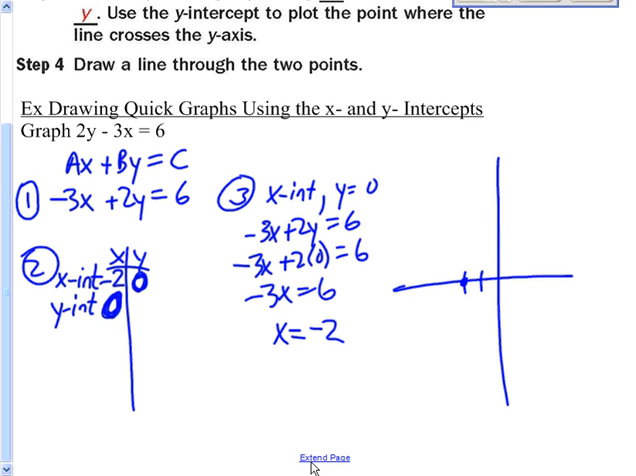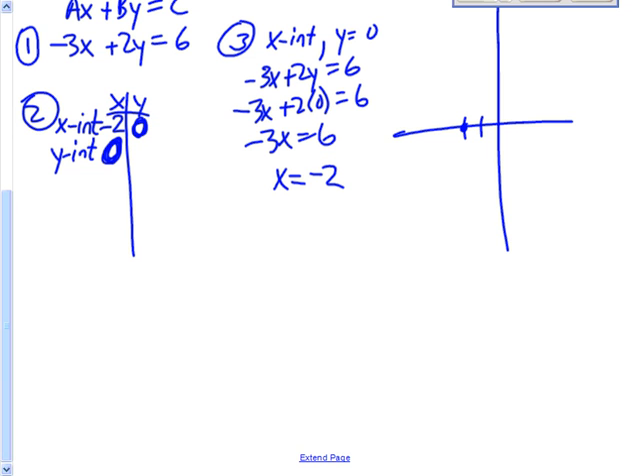Now we find our y-intercept. Find the y-intercept by letting x be 0.